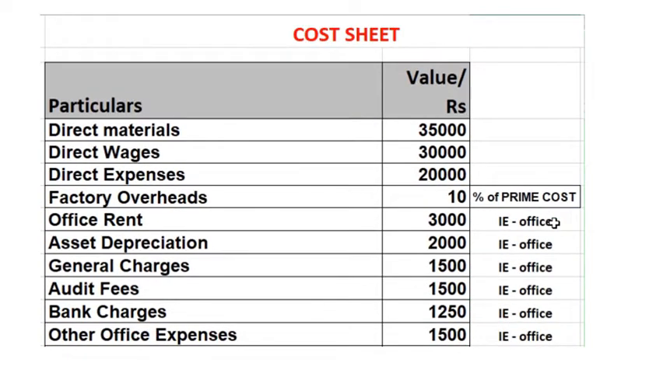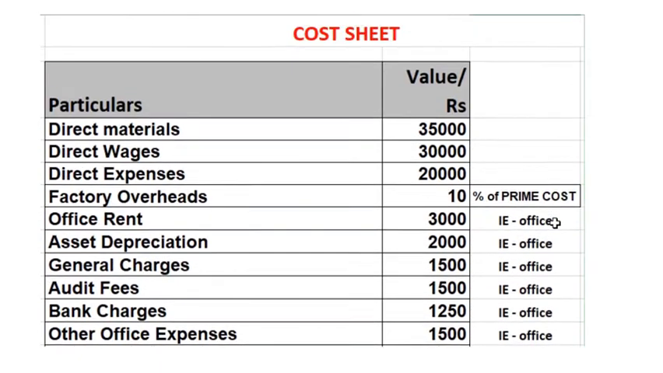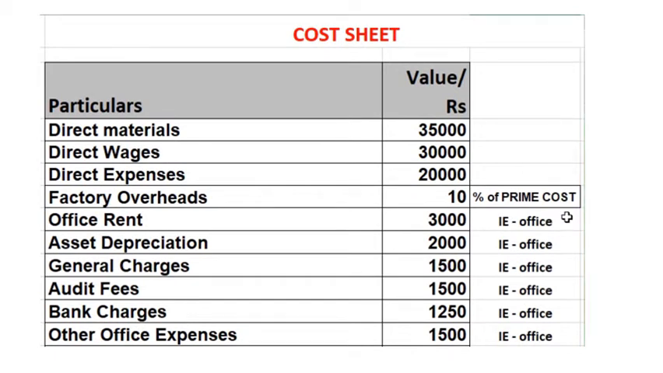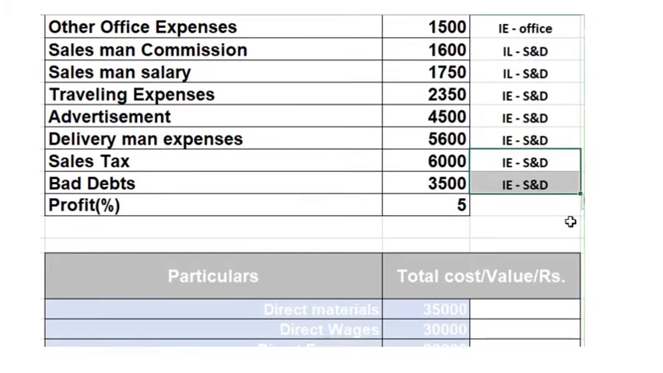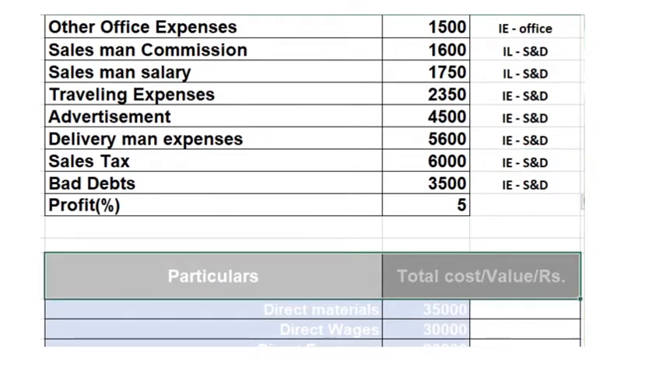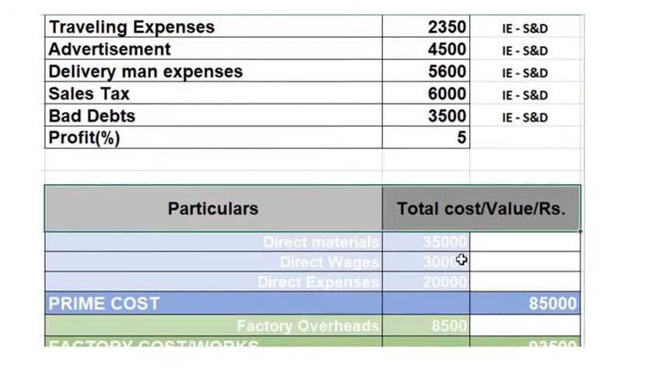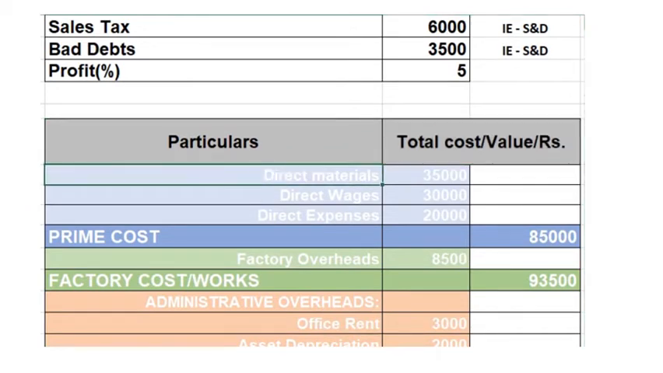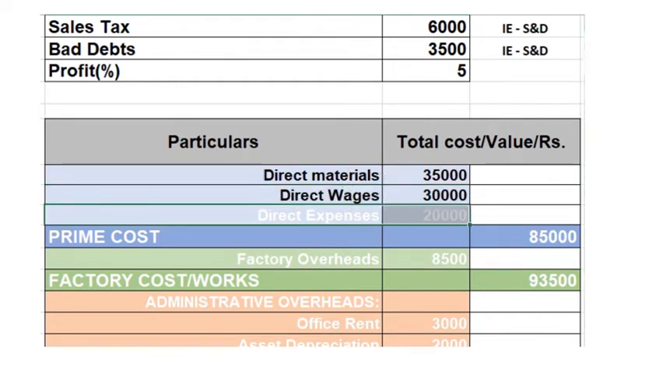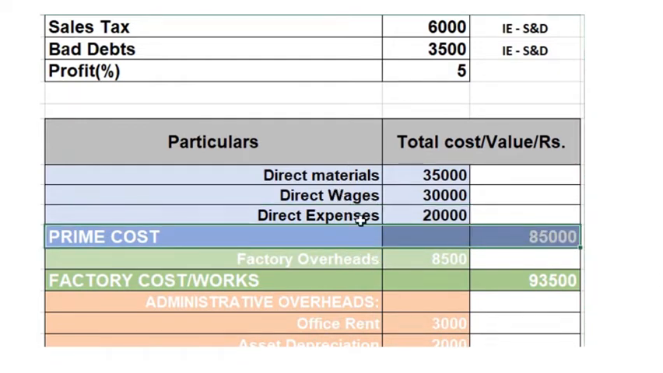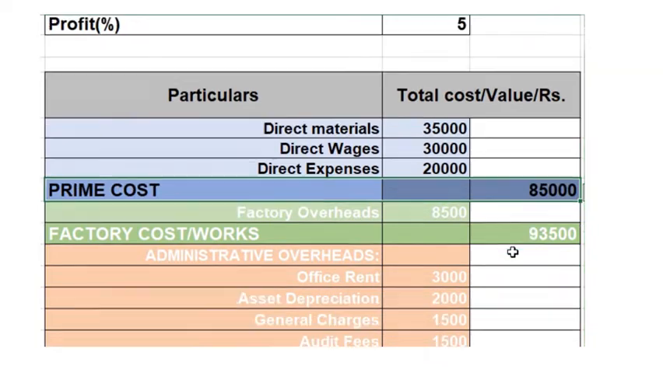So we have to prepare the cost sheet with this available data to find the sales. So how will you do that? You have the particulars, you have to put it in the format. Then the first is direct material. Put it direct material 35,000, direct wages and direct expenses. This is easy for calculation, you know already. So prime cost is direct material, direct wages plus direct expenses 85,000.